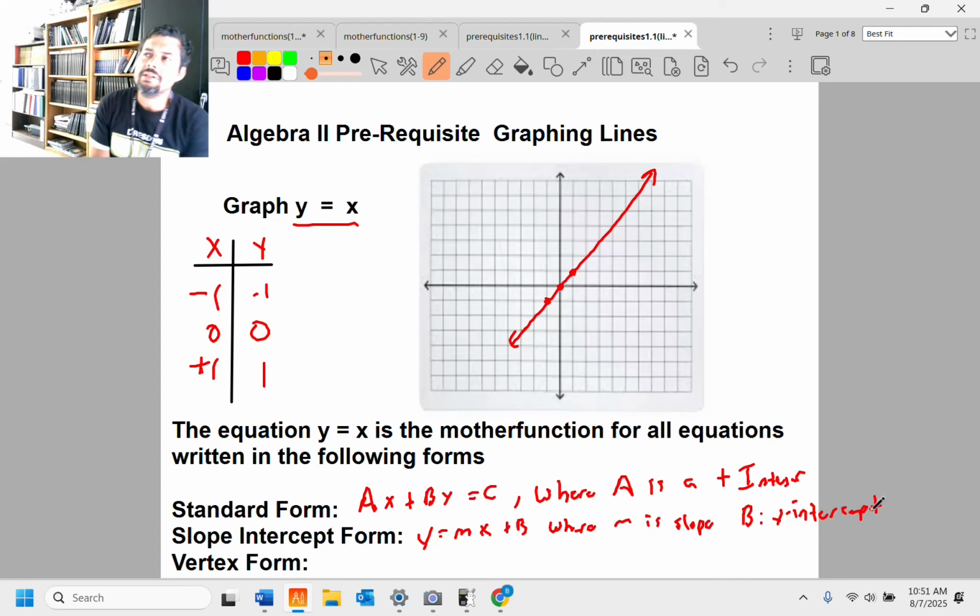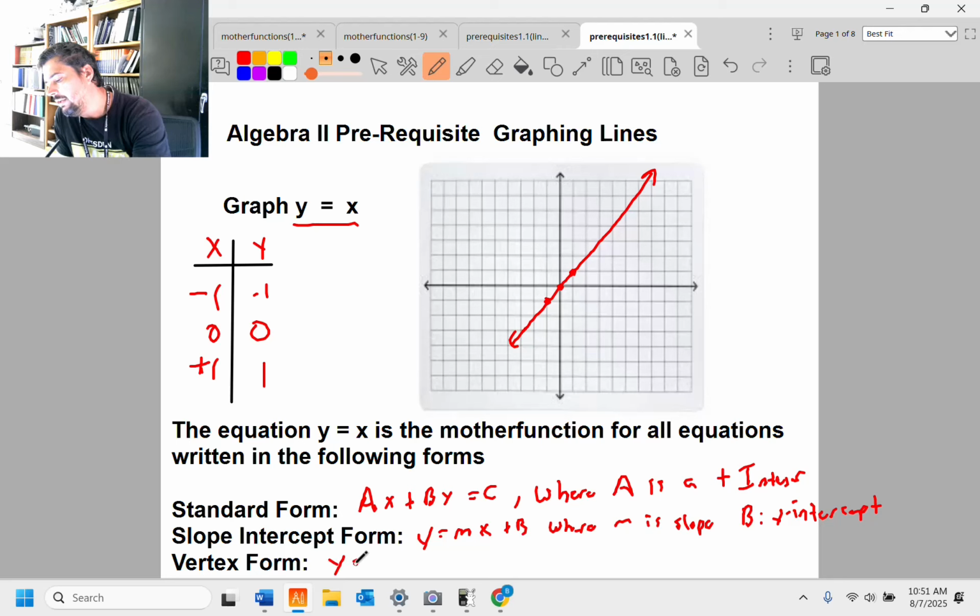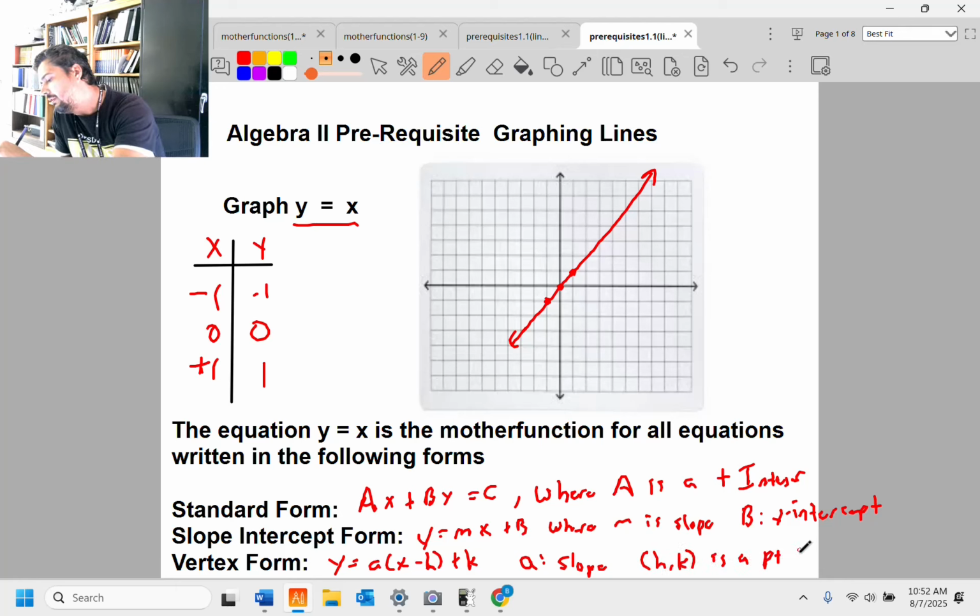And you have vertex form. Now, vertex form is not something that is in an Algebra 2 book. I have never seen it actually taught, but there is a vertex form of a line, and the reason I'm choosing to teach it is because vertex form is so important in the concept of Algebra 2. The vertex form would simply be y equals a times x minus h plus k. So it's a little bit different here, but a is going to be your slope, and h, k is a point on the line. That's all it is.